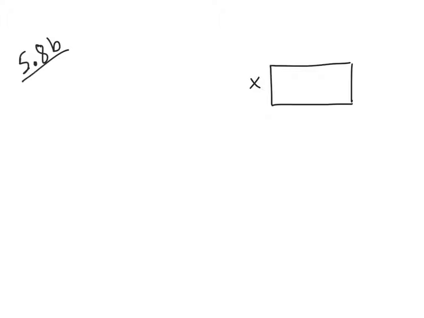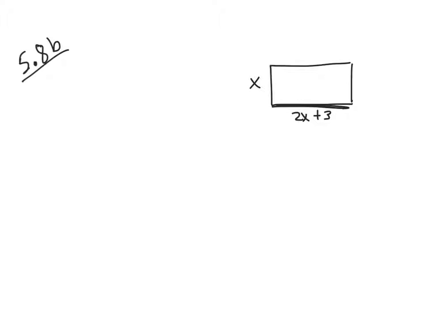So if the width is x, and it says that the length is 3 more than twice the width. What is twice the width? 2x. And how long is this? It's 3 more than twice the width. Okay, so that is the hard part.